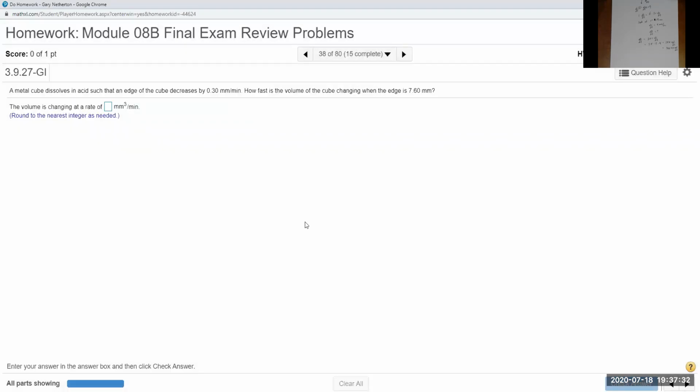So these are called related rate problems. Another one. A metal cube dissolves in acid such that the edge of the cube is decreased by this amount. How fast is the volume of the cube changing when the edge is 7.6? Same idea. Now we have a cube. The cube is melting, it's shrinking. And it's asking me some questions at a specific point in time. It's like we're going to freeze this cube as it's melting and answer some questions.